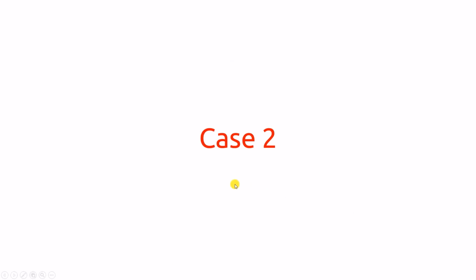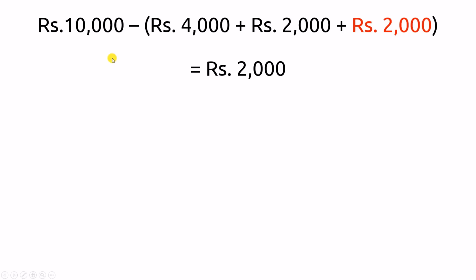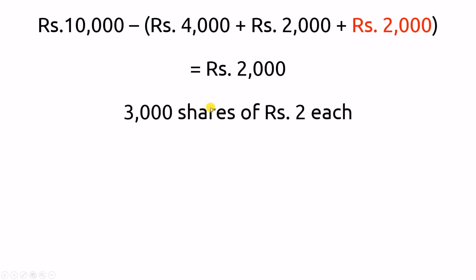Now we'll take the second case. All right, same case where they want to start an industry, they need 10,000. Person A gives 4,000, person B gives 2,000, 2,000 is taken from the bank and they need 2,000 more. Okay, now instead of splitting the company into 4,000 shares, they split the company into 3,000 shares.